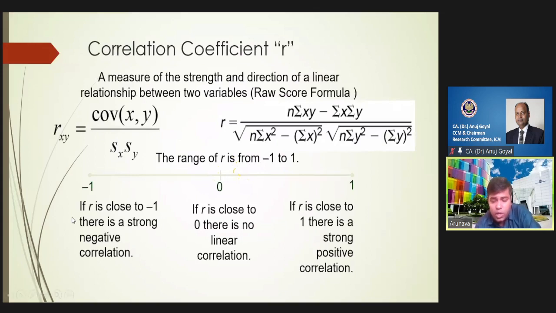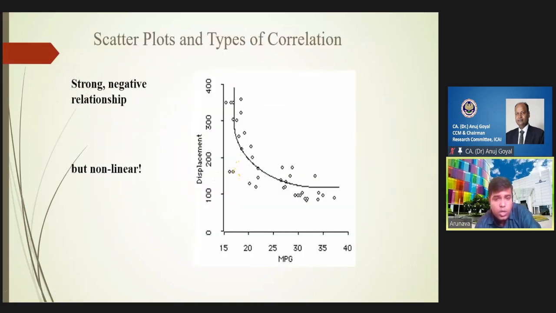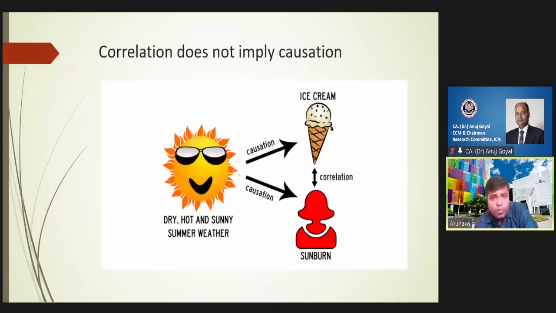I'm not going into the detail of this because we already know about the correlation coefficient. Right. The correlation is not necessarily linear all the time. It can be a non-linear correlation also, a non-linear relationship also, right? Strong negative relationship, but non-linear. But correlation does not imply causation, right?